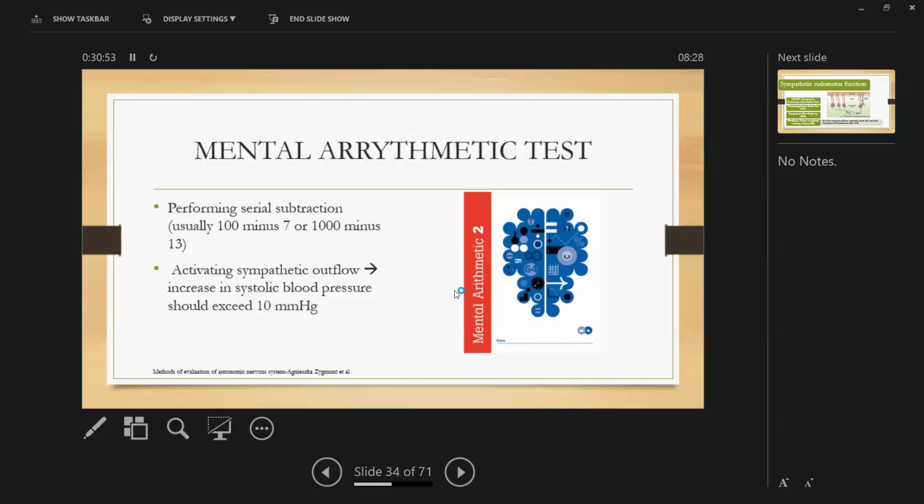While performing serial subtraction, the patient has to think, so it activates the sympathetic outflow. It causes an increase in systolic blood pressure. Normally, the systolic blood pressure must increase by 10 millimeters of mercury. If there is no proper sympathetic activation, the blood pressure won't rise more than 10 millimeters of mercury. So more false positives and false negatives can happen in these kinds of tests.